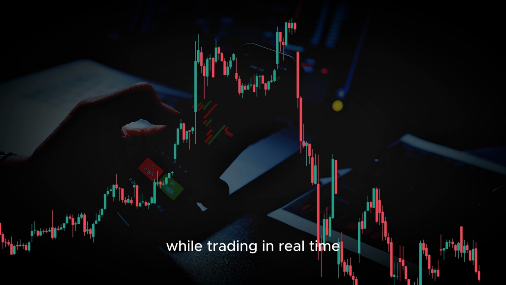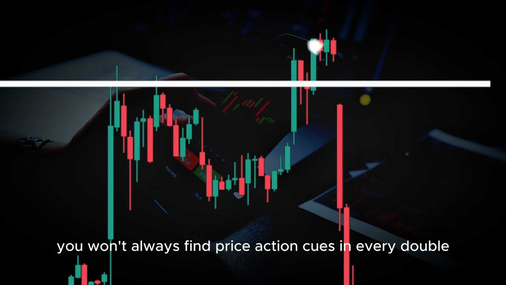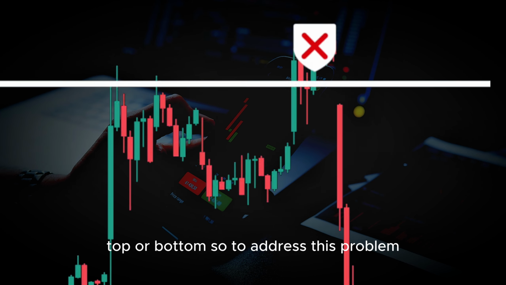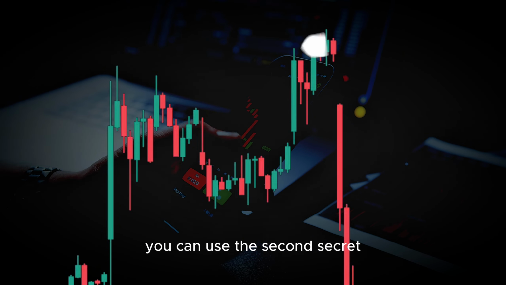While trading in real time, you won't always find price action cues in every double top or bottom, so to address this problem, you can use the second secret.